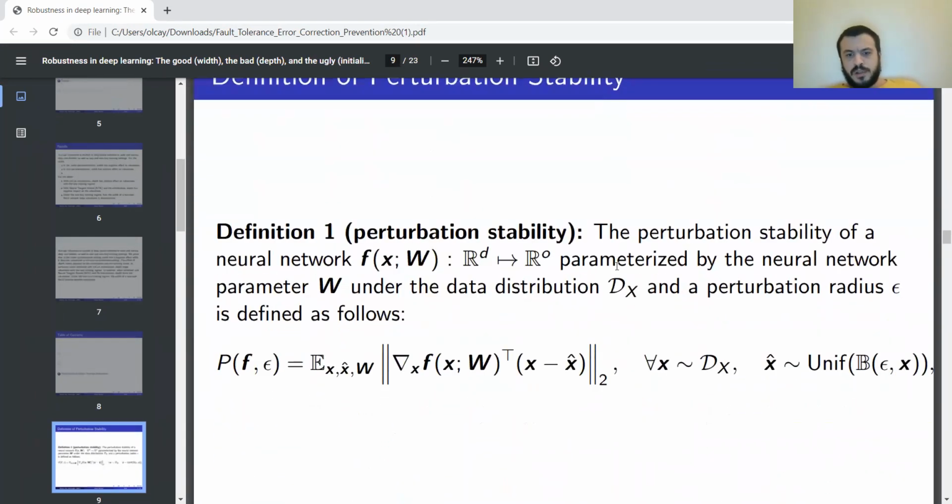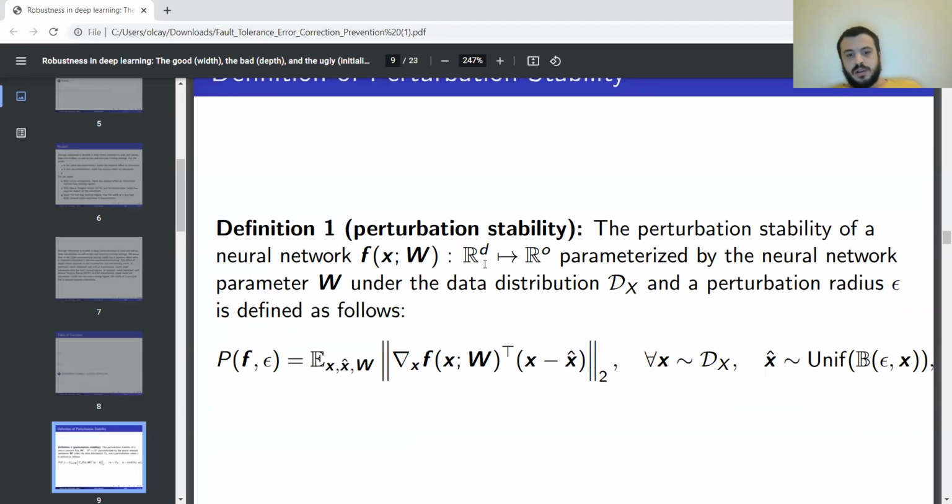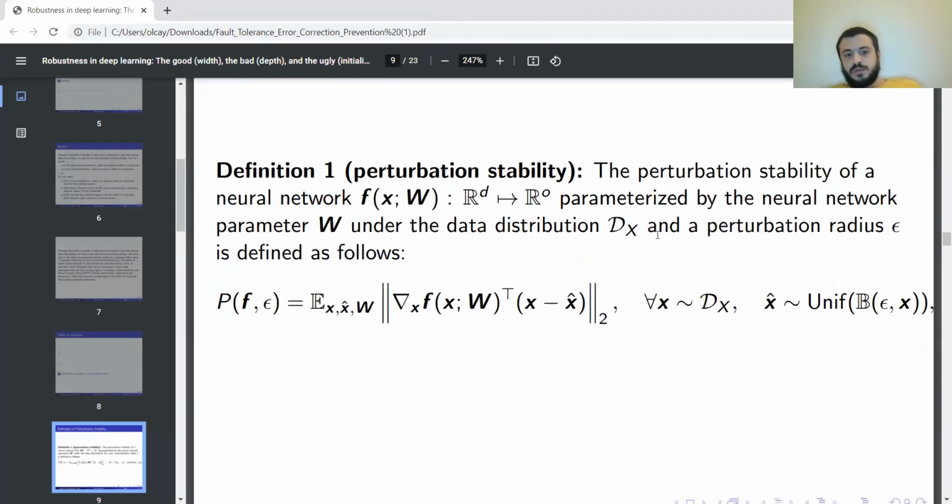Okay, so what is perturbation stability? This is the main definition because it assesses the average robustness of a neural network. So we have a neural network F(x, v), with the weight input and the activation function. And we have a data distribution and the perturbation radius epsilon. So these are the perturbations. This P gives us the perturbation stability.